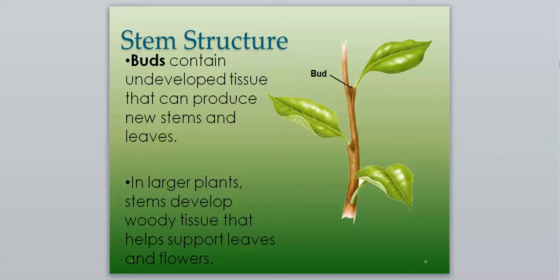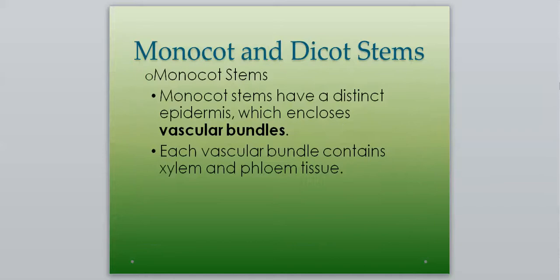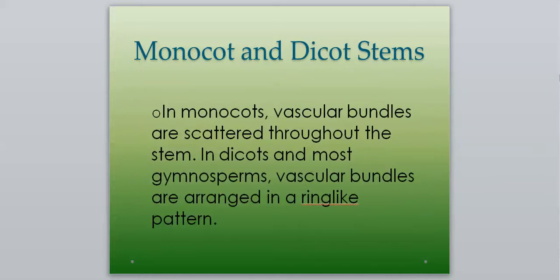So now we're going to take a more in-depth look at the differences between the stems of monocots and dicots. We're going to look at how the arrangement of the tissues inside differs, and arrangement is misspelled here, I'll take care of that. The arrangement of tissues in the stems differs among seed plants, and those two seed plants being monocots and dicots. So in monocots, vascular bundles are scattered throughout the stem, so our xylem and our phloem are scattered throughout the stem in monocots, and in dicots and most gymnosperms, vascular bundles are arranged in a ring-like pattern.